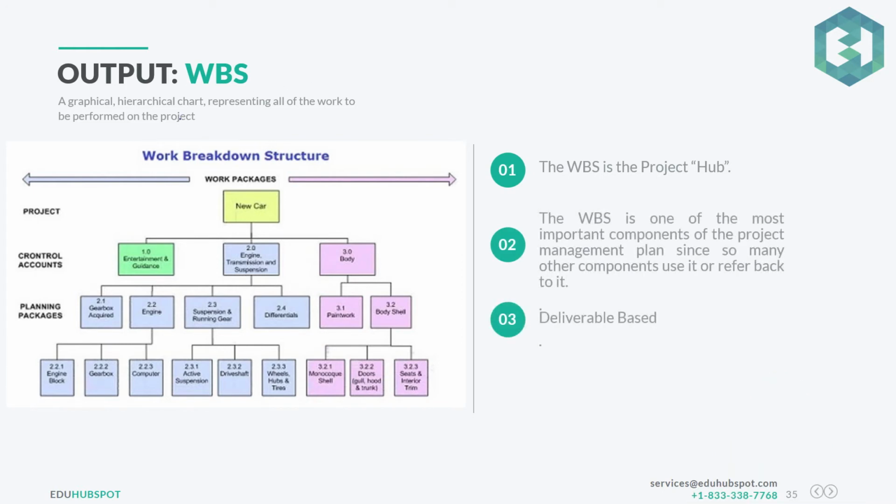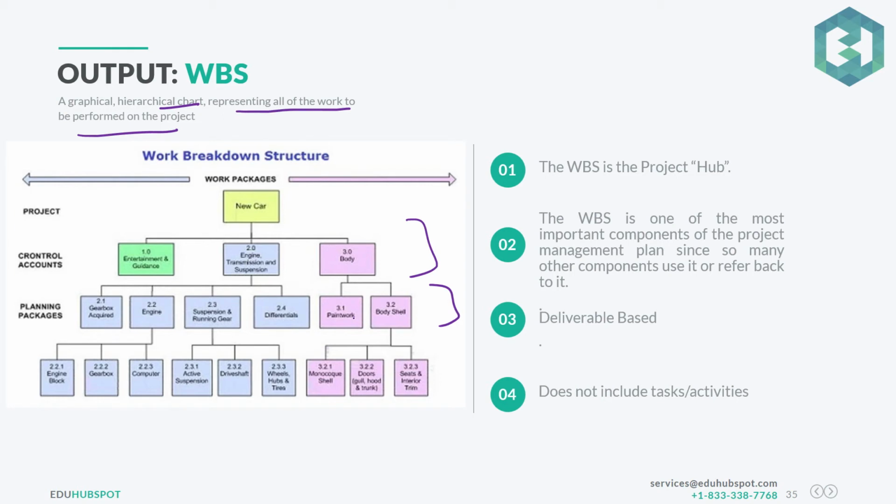As the name suggests, it's a graphical hierarchical chart representing all of the work to be performed on the project. So it's all of the work which is required to be done on the project. That's your WBS. And if you see, this is an example of the work breakdown structure. So customize new car. This was our project I have been explaining since beginning, and I have divided into different sections. So first section basically is my control account. Then on the bottom we have the planning packages.